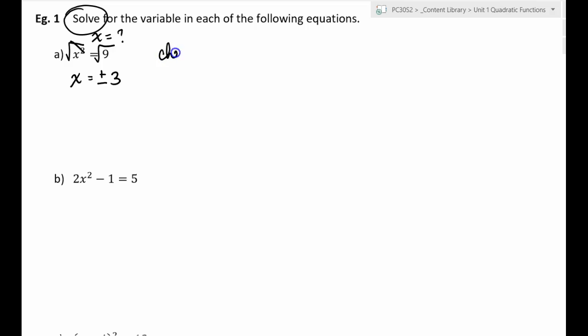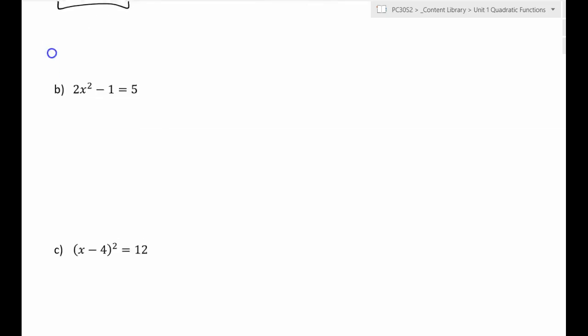Now we need to check. In this particular case, there's no real restrictions, so it's not going to cause us a problem, but just to get in the habit, we've got positive 3 squared equals 9, that's true. We've also got negative 3 squared equals 9, also true. So both of them work, so those are my answers.